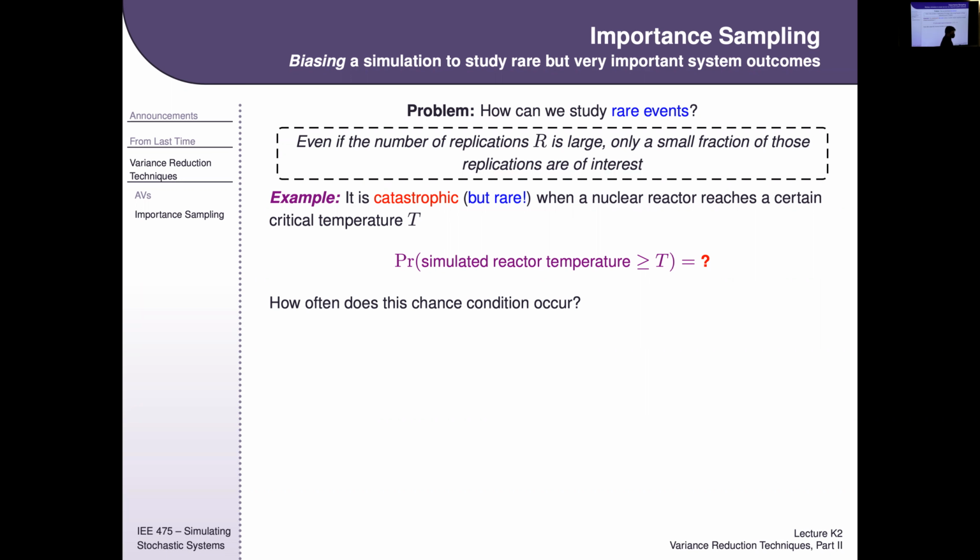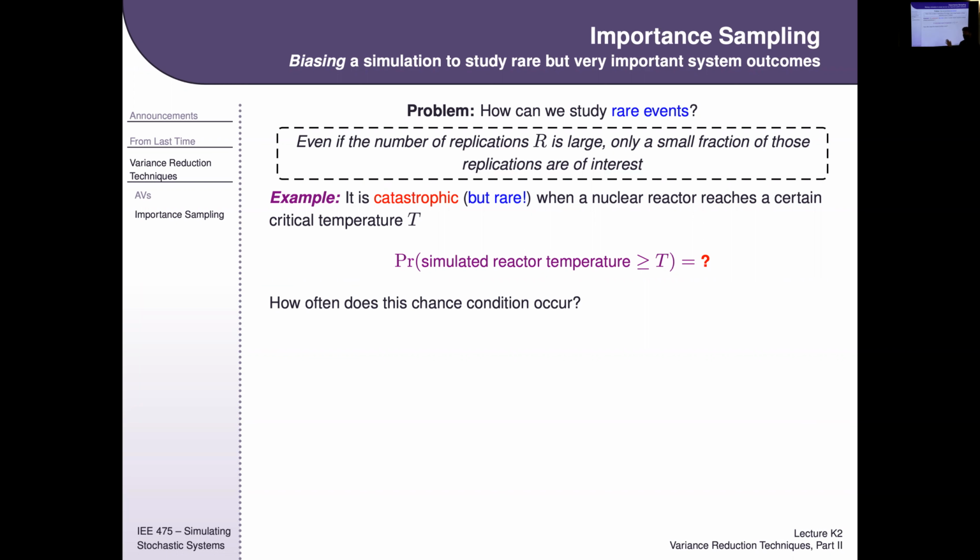But importance sampling is used in a wide range of applications where you're using Monte Carlo type analysis, stochastic simulations, to estimate rare events. Imagine you want to estimate how often a catastrophic but extremely rare event occurs, like a nuclear reactor reaching a certain critical temperature. I really am trying to estimate the probability that a simulated reactor temperature is greater than some threshold. If it gets over that threshold, it's meltdown.